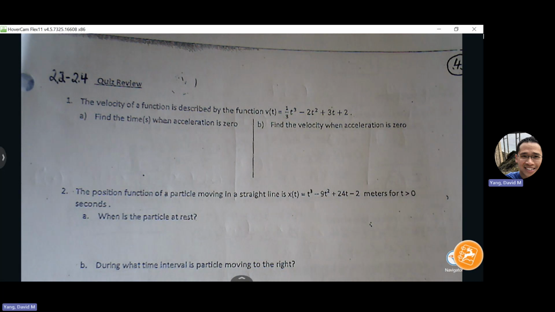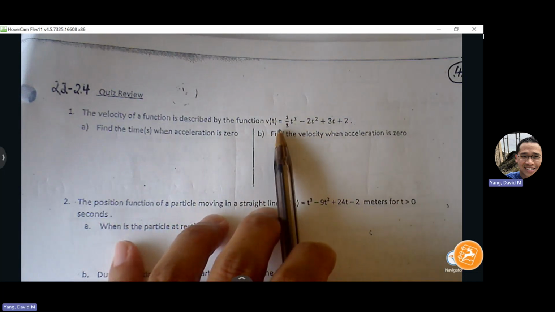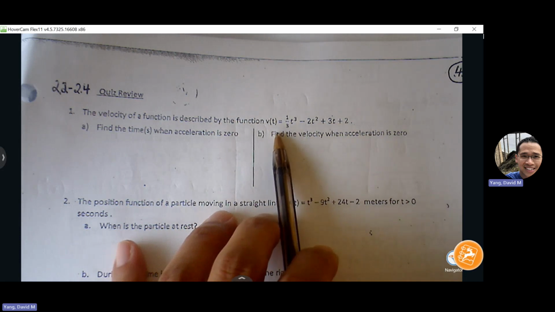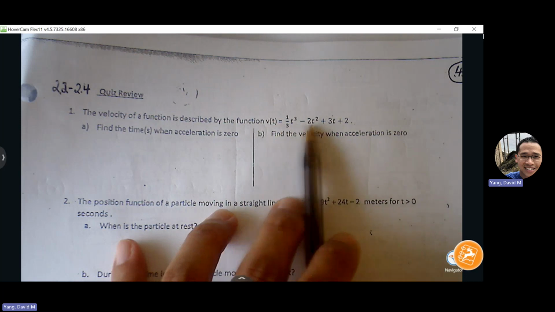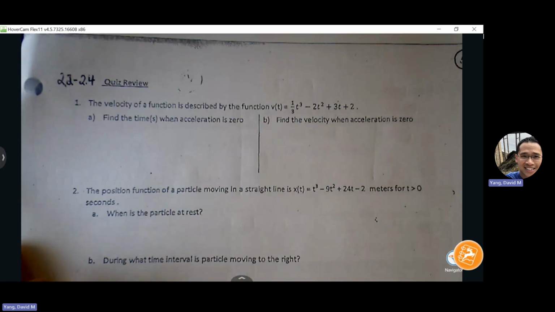So velocity of a function is described as v of t. In this case, the position is not given to us. We're starting directly with velocity. Just know that sometimes the problem starts us off with velocity. If that's the case, we only know how to go from position to velocity to acceleration. If we're at velocity, we don't know how to go back up to position. That's next semester. We only know how to go down the derivative chain.